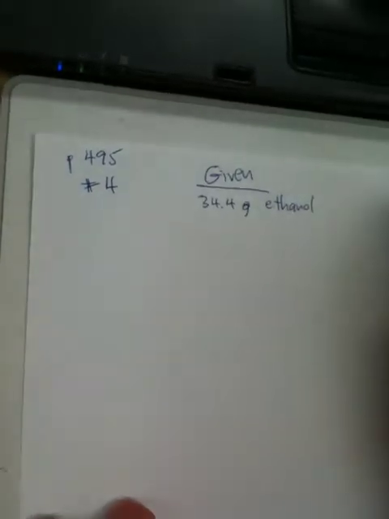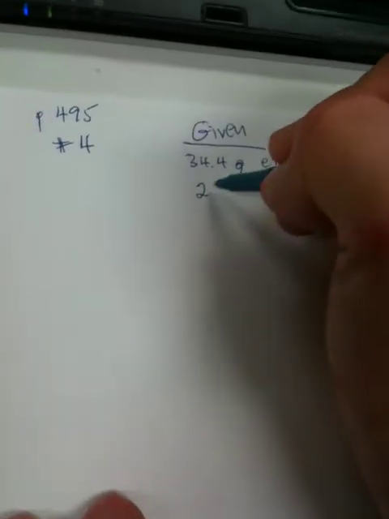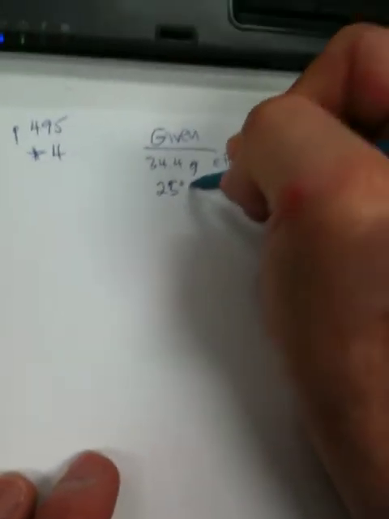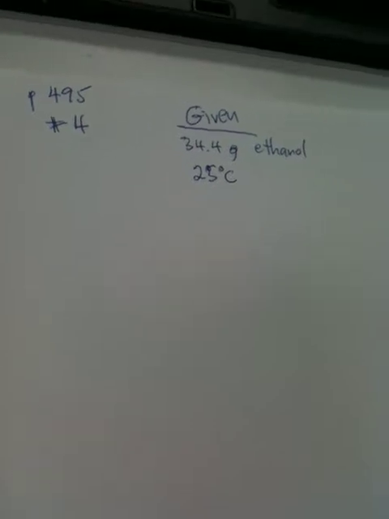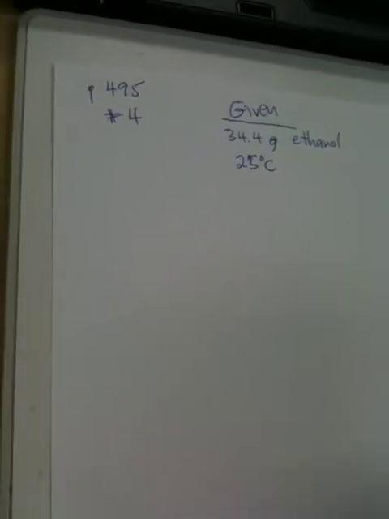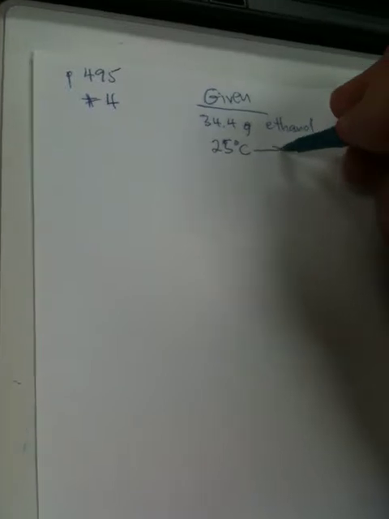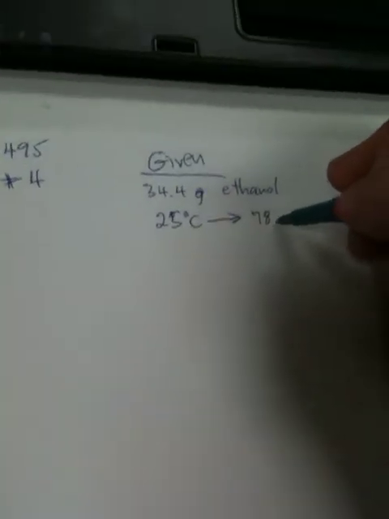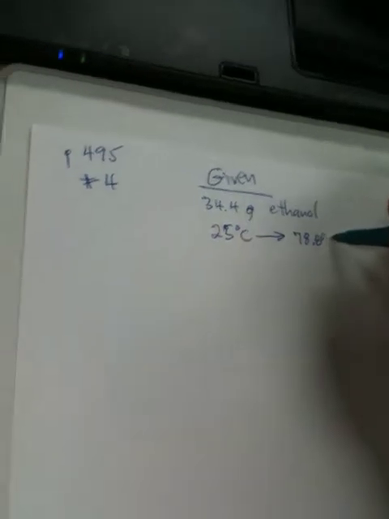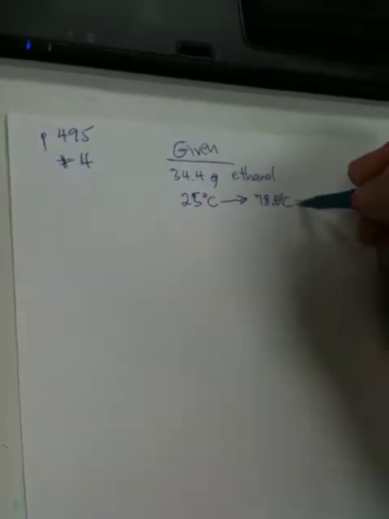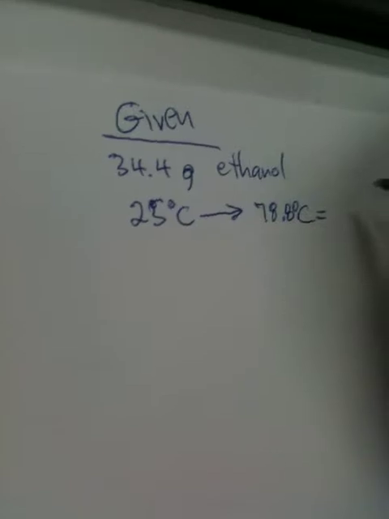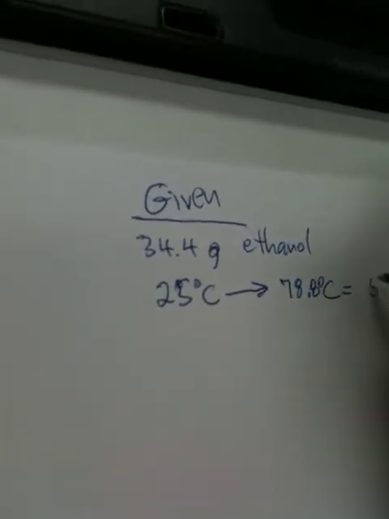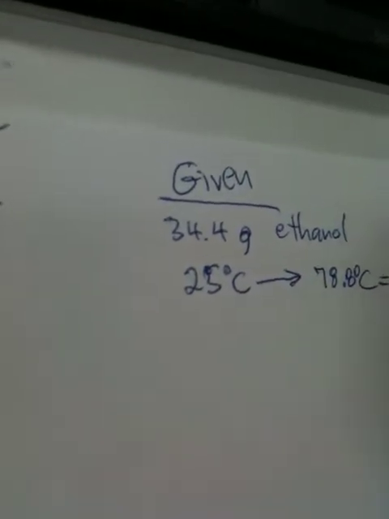And then 25 degrees Celsius. All right, 25 degrees Celsius. Is that our temperature change? No. Okay, what else do we know? 78.8 degrees Celsius. Well, that means that it changed temperature to 78.8. All right, now if we change temperature to 78.8, what was that temperature change? 53.8, yes. You don't need a calculator for that.